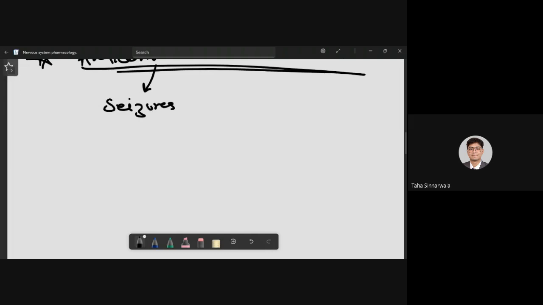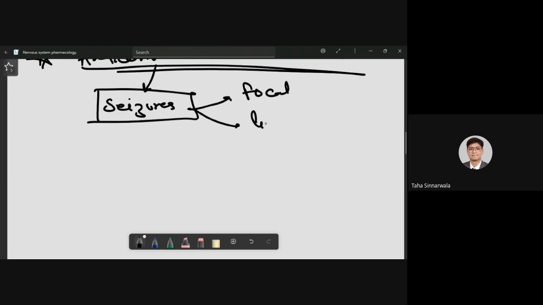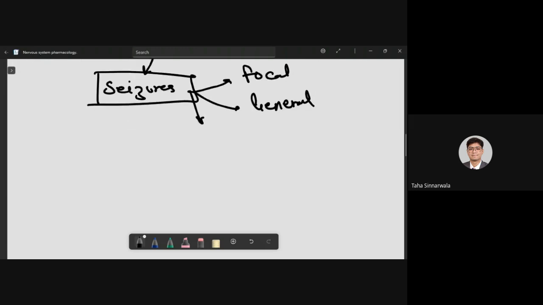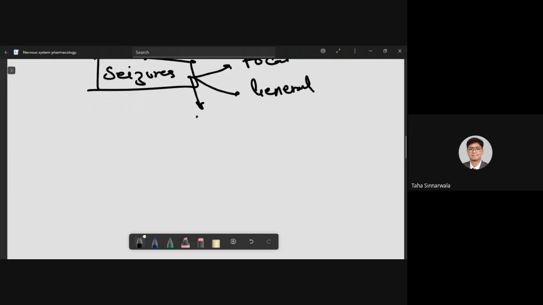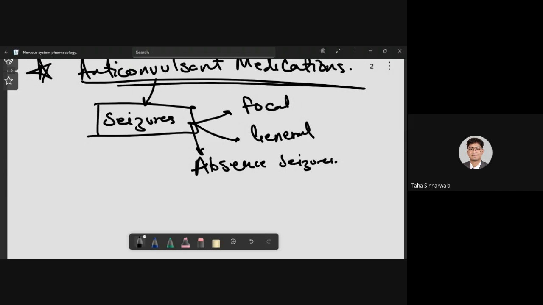We know that in seizures, there are two major types. You have focal seizures, and then you have generalized seizures. Now, there is one special classification. It's present in focal, but we need to talk about it differently because there is a very specific medication which works here. And this is absence seizures.